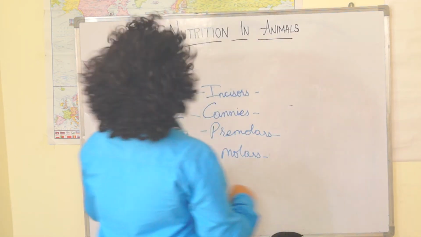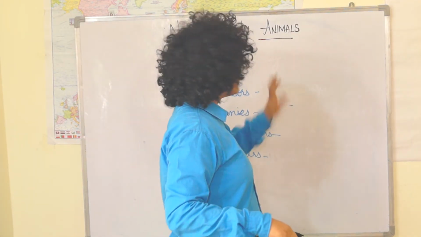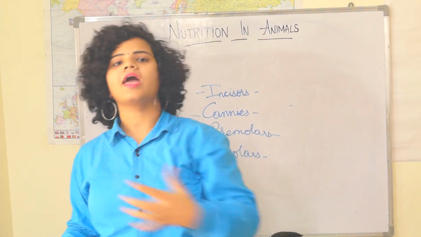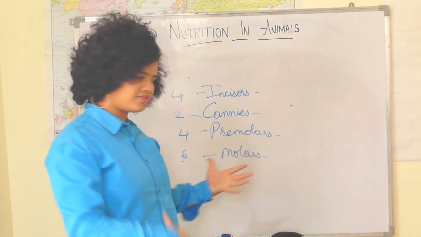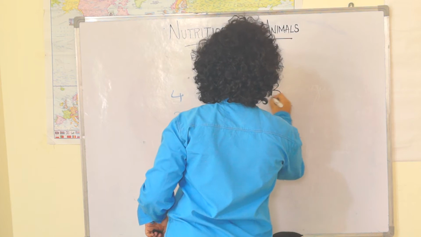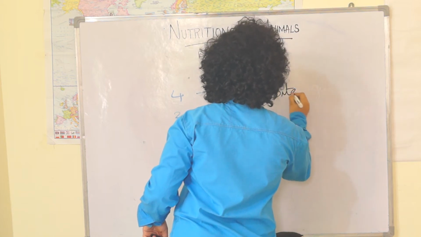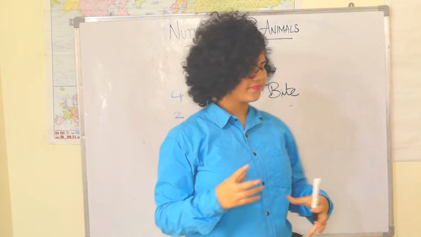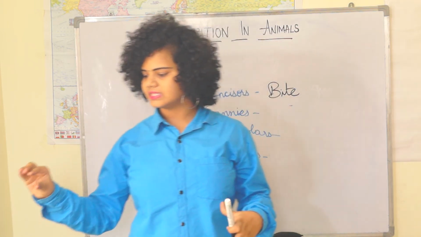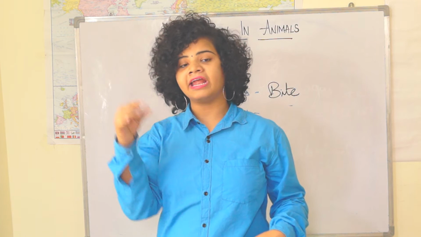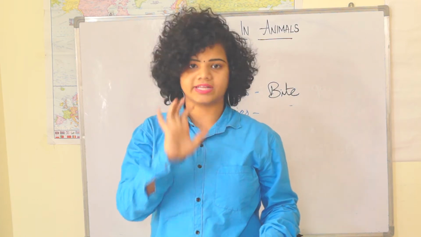And now each set of teeth has a different function. The incisors have a different function, and the canines also have a different function. So first of all, the incisors help to bite the food. Let's say we have an apple, we bite the apple, but we do not grind the apple with our front 4 teeth, right?